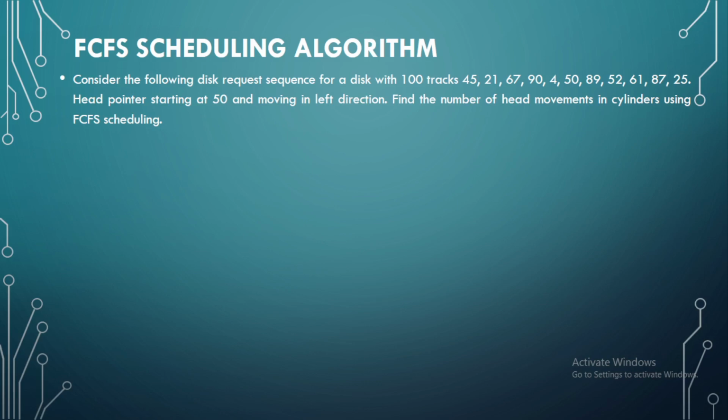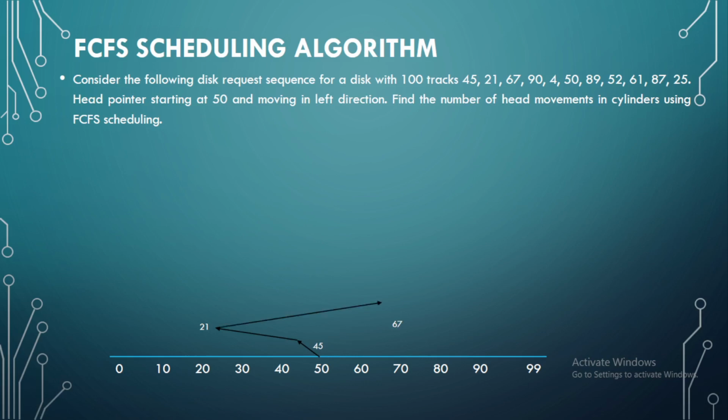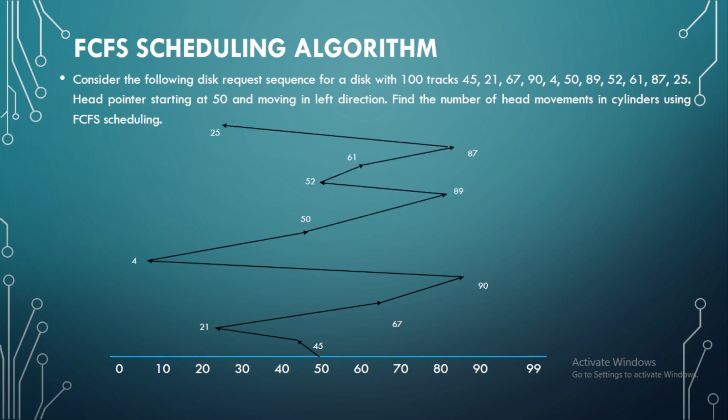Since this is 100 tracks, we start from 0 to 99. The head pointer is now at track 50. The first request came for 45, so from 50 we move to 45. From 45 the next request is 21. From 21 the next request is 67. The next request is 90. From 90 the next request is 4. Next, from 4 to 50, and then 89, 52, 61, 87, 25.